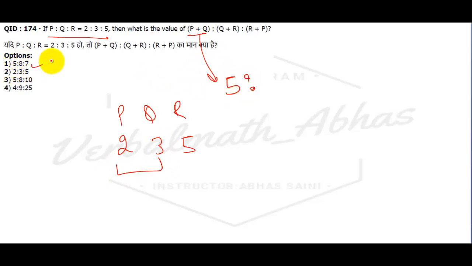Okay, and you are left with only option A and C. The second part is common, so add the third part. R plus P means these two, 7. So 5, 7 means A is your answer. And Q plus R, let me add these too: 3 plus 5 is 8. So the ratio 5, 8, 7 is your answer.